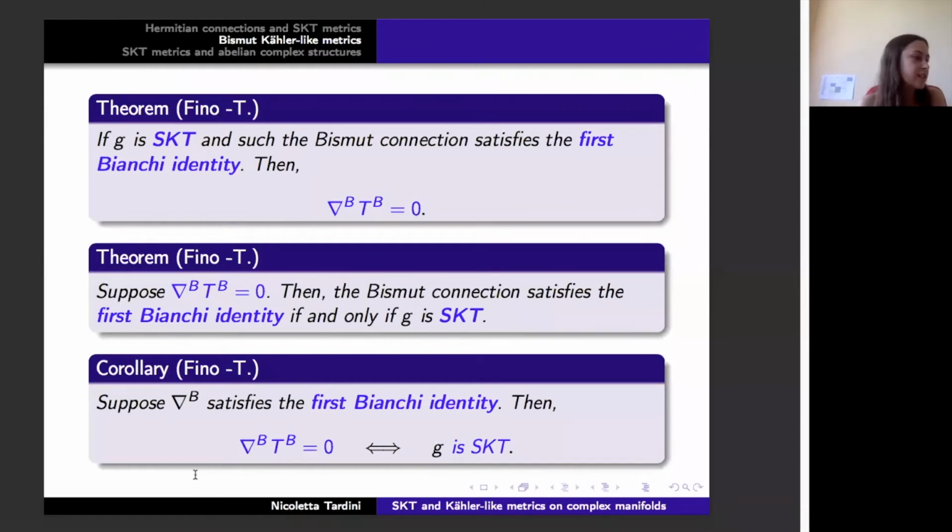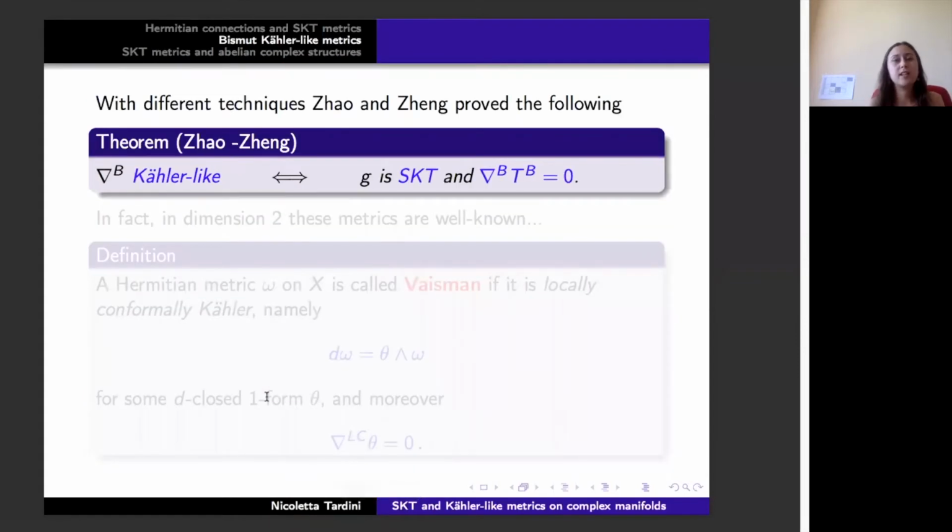What we proved, using these intrinsic formulas that we have, is that if you have the first Bianchi identity, then the metric is SKT if and only if the torsion is parallel. So we have this equivalence, but we are not really taking the whole definition of Kähler-like. In fact, Zhao and Zhang, with different techniques, actually proved the conjecture of Angella, Otal, Ugarte and Villacampa. They do not use these intrinsic formulas; they fix local holomorphic coordinates and play with them. But they prove that the Bismut connection is Kähler-like, which means we have nice symmetries for the curvature, if and only if the metric is SKT and the torsion is parallel with respect to the Bismut connection. So I would say that this result suggests that it could be interesting to study this class of metrics.